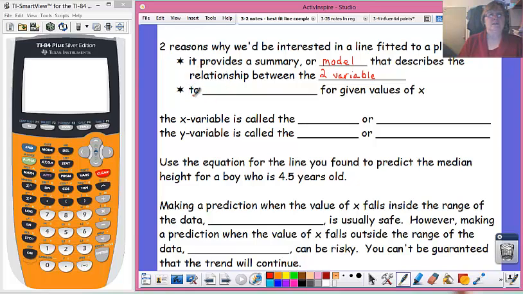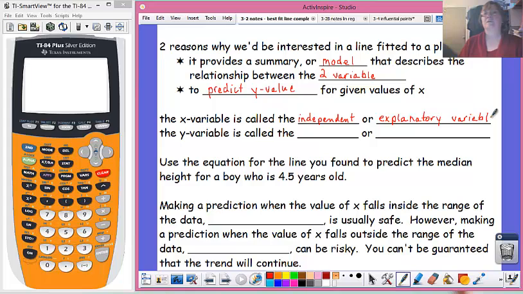That brings us to the second big reason why we would be interested in fitting a line to a plot. Once we have that model, we can use it, folks, to predict values of y for given values of x. The x variable is called the independent variable. You'll remember that from your algebra classes. Independent, or here's a more statistical definition of that, explanatory variable.